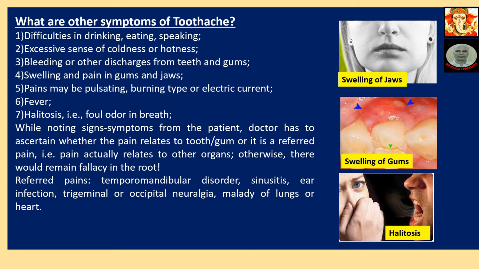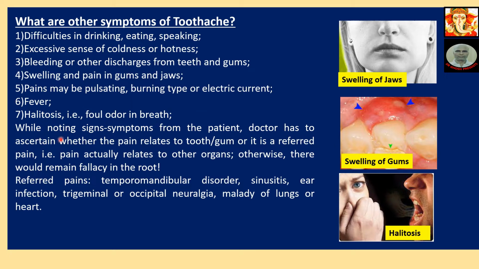What are other symptoms of toothache? Number 1, difficulties in drinking, eating, speaking. 2, excessive sense of coldness, hotness. 3, bleeding or other discharge from teeth and gums. Swelling and pain in gums and jaws. Pain may be pulsating, burning type or electric current like. Fever. Halitosis. Halitosis means actually foul odor in breath.